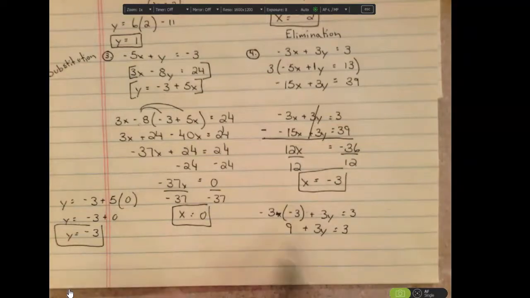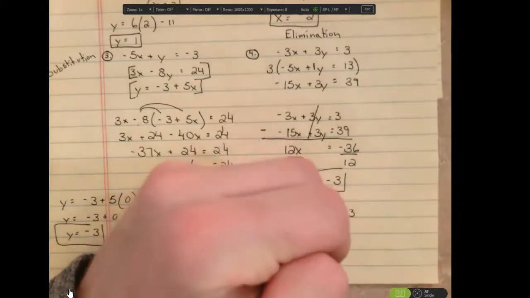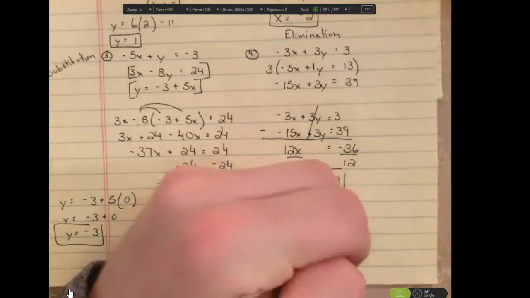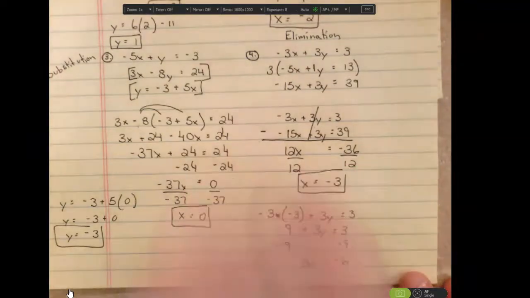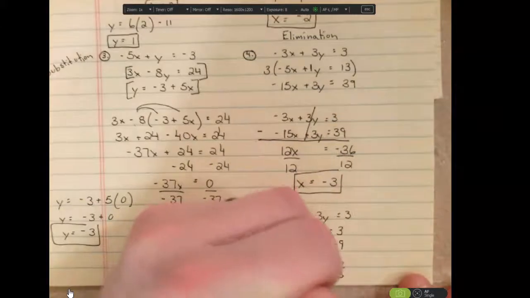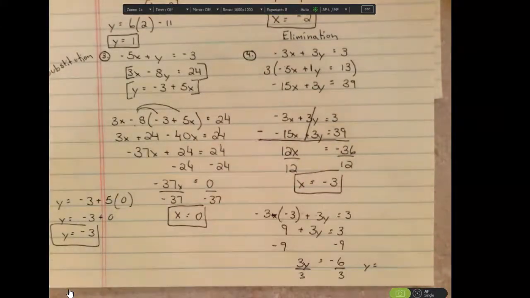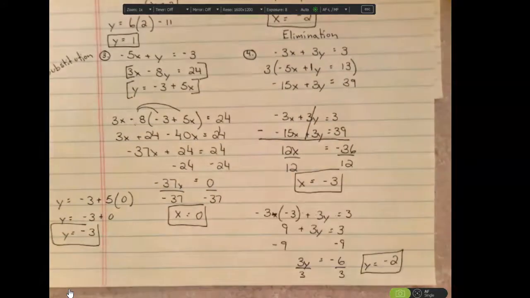From here, subtract your 9 over. So minus 9, minus 9. 3y is equal to 3 minus 9, negative 6. Divide by 3. y is equal to negative 6 divided by 3, negative 2. There you go. x equals negative 3, y equals negative 2. Let's try another one.